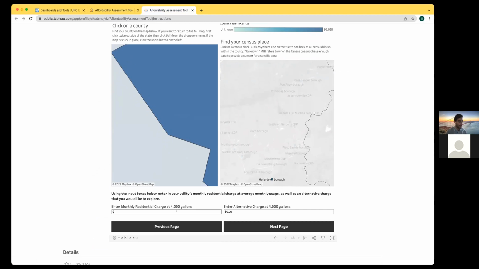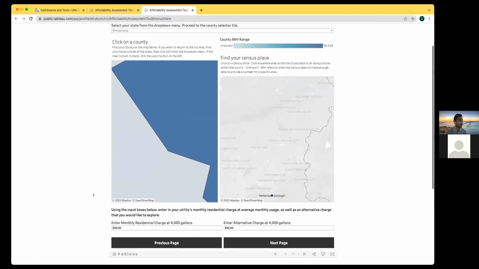So let's just say $40, and this is not representative of your town whatsoever. And we're going to raise it to 50. This is purely to show how the tool might work. We can also see here that the county MHI range says unknown when the census place does not have data; some towns may not have submitted any MHI, or there's no available data on the census. Other counties will say the lowest MHI to the highest MHI within the county.